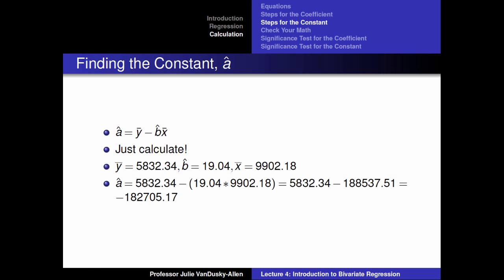Next, we have to find a hat. A hat is a much easier calculation. A hat equals the mean of y minus b hat times the mean of x. Remember that I calculated these values earlier in the lecture slides. The mean of y is 5832.34, b hat is 19.04, and the mean of x is 9902.18. 5832.34 minus 19.04 times 9902.18 equals 5832.34 minus 188,537.51, which equals negative 182,705.17.